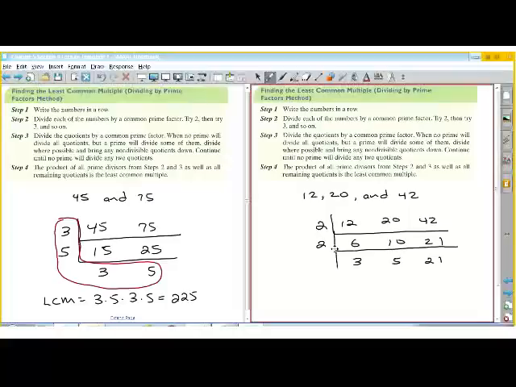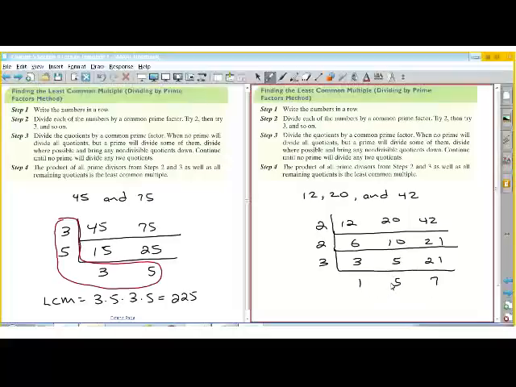And the answer is yes. This is divisible by 3, and this is divisible by 3. So you write 3 there, and you do the divide. You divide out what you can, and you bring down what you can't. So 3 divided by 3 is 1. 21 divided by 3 is 7. And then this one you just bring down without doing anything.